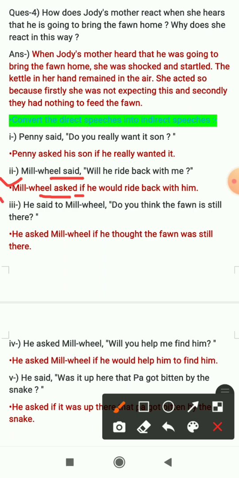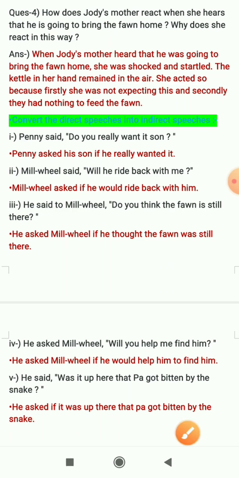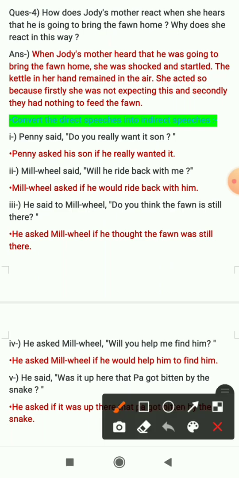Third sentence is he said to Millville, "Do you think the fawn is still there?" So again he asked Millville if he thought the fawn was still there. Here we have used he. Why? Because you is a second person pronoun which is changed according to the object of the reporting verb. Millville is a singular person and because of Millville we have used he here. He asked Millville if he thought the fawn was still there.